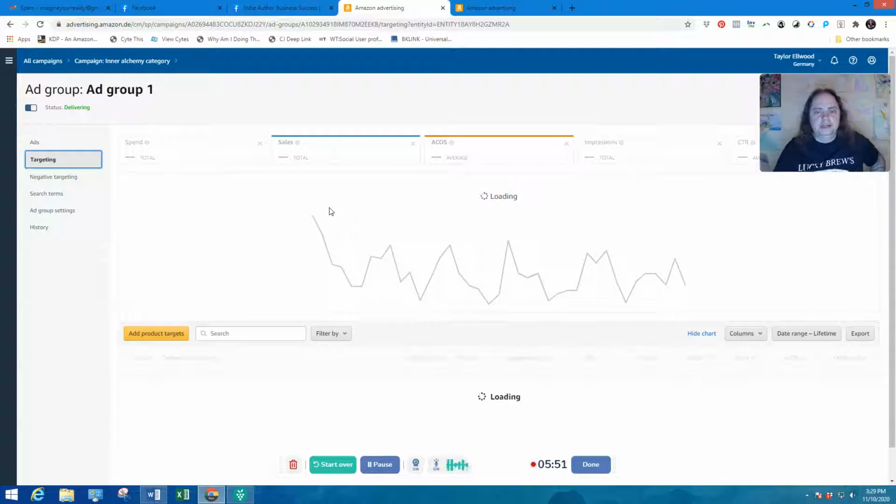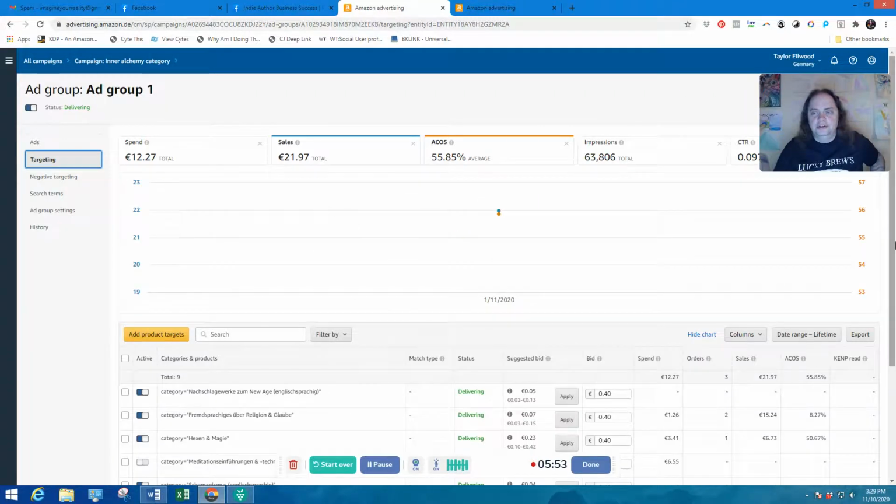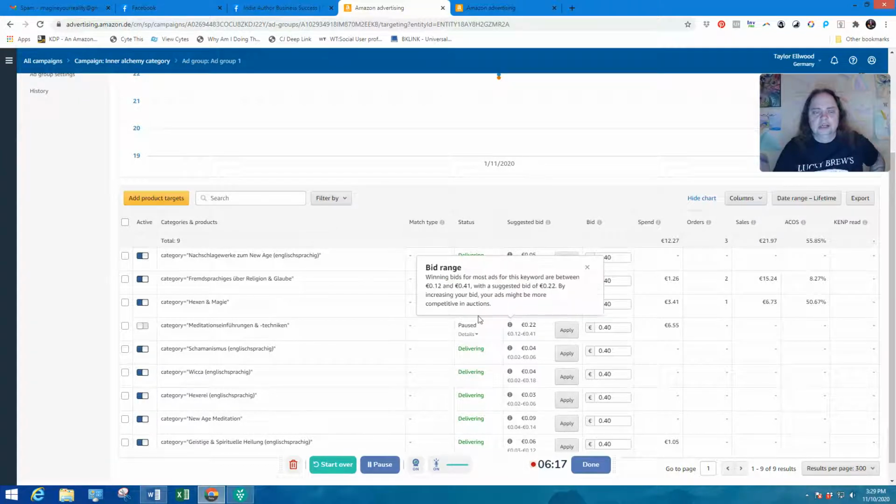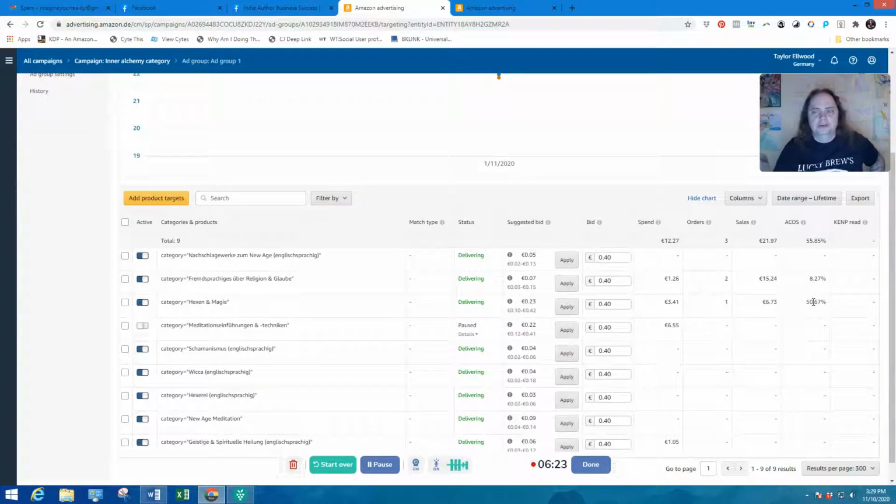In the case of targeting, what we're going to see here are the particular categories that are being hit. And in each case, the bid is significantly higher than what the actual range is. I don't find that necessarily hurts. In this case, we see that I did turn off one, the meditation one, because it was just spending a lot of money and not going anywhere. The other ones are doing all right. This one isn't great, but we'll see what happens with it.